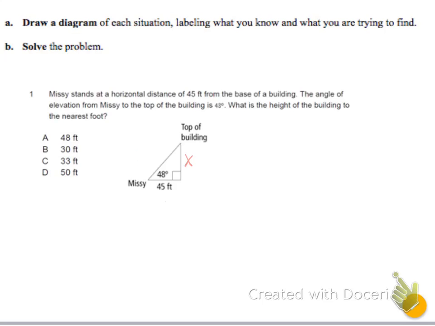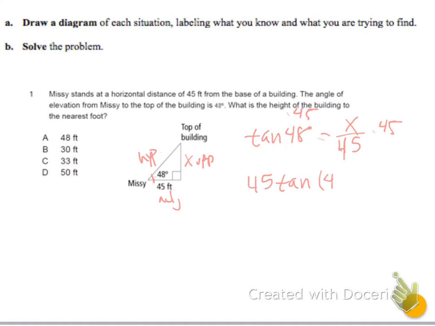So let's label our sides. We have the hypotenuse. We're looking at this angle here. So this is my opposite side. This is my adjacent side. So it looks like we're going to use tangent because we need to include our opposite and our adjacent. So we have tan of 48 degrees equals my opposite side, x, over my adjacent side, 45. Get x by itself, so we're going to multiply both sides by 45. So now we have this, and then if we put it into our calculators, x is going to equal 50 feet. So D.